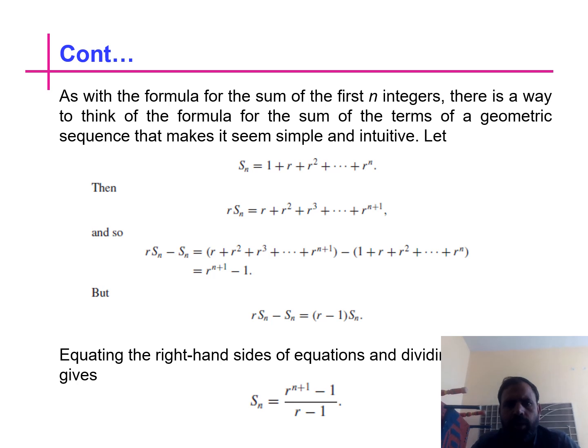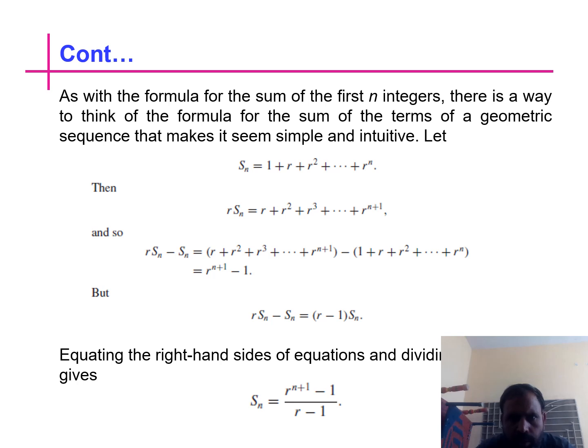As with the formula for the sum of the first n integers, there is a way to think of the formula for the sum of the terms of a geometric sequence that makes it seem simple and intuitive. Let S_n be equal to 1 plus r plus r^2 up to and so on plus r^n. If we multiply r on both sides, then this will become r S_n equal to r plus r^2 plus up to r^(n+1).